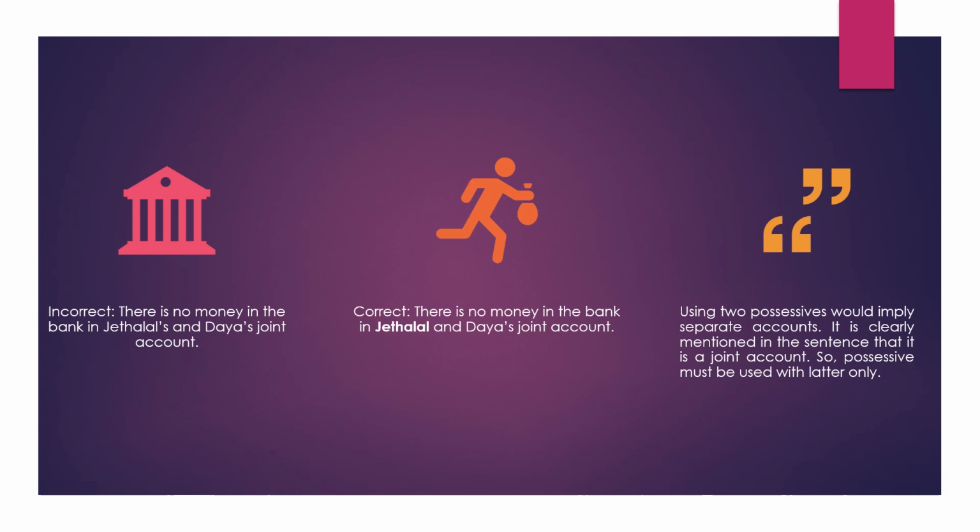There means Jethalal and Daya's. Therefore, whenever you talk of any single entity, then for all the multiple things for which you will need to show the possession, you will be using an apostrophe only with the last thing. Therefore, the correction that we'll be doing to this sentence will be, there is no money in the bank in Jethalal and Daya's joint account. We'll have to remove the apostrophe from Jethalal and only use the apostrophe with Daya, which now suggests that we're talking of a joint account that is of Jethalal and Daya as one.